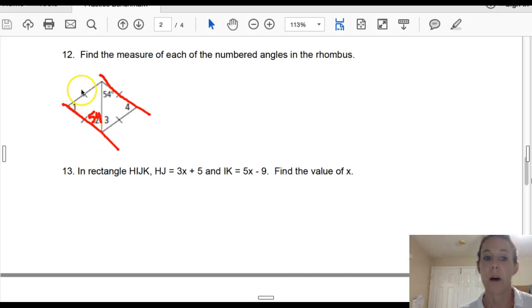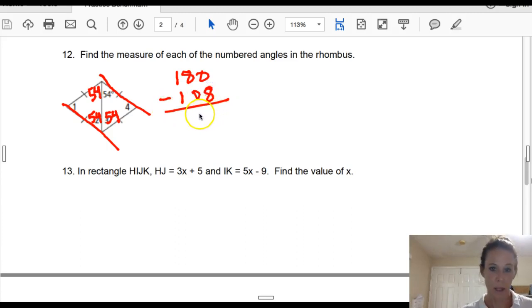Now, since I have these markings here, this is an isosceles triangle. So the base angles are congruent, so this has to be 54. Now, if this is 54 and this is my parallel line and this is my transversal, this is going to be 54. So angle 3 is 54. Now this is 54 and this is 54. I can figure this out because I have a triangle. 180 minus 54 plus 54, which is 108, minus 108 gives me 72 degrees. So angle 4 is going to be 72 degrees.